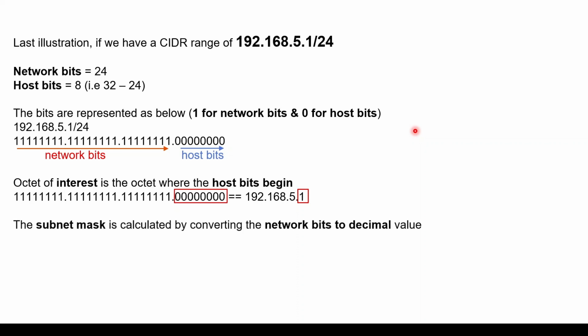All right. Then the subnet mask is calculated by converting the network bits to decimal value. So in this case, the first octet, the first 8 bits, is converted to decimal, which gives us 255. The second octet is converted to decimal, which amounts to 255 also. Likewise, this octet, and then the final octet, which is 0. All right. In the next session, we are going to begin calculations on some examples.